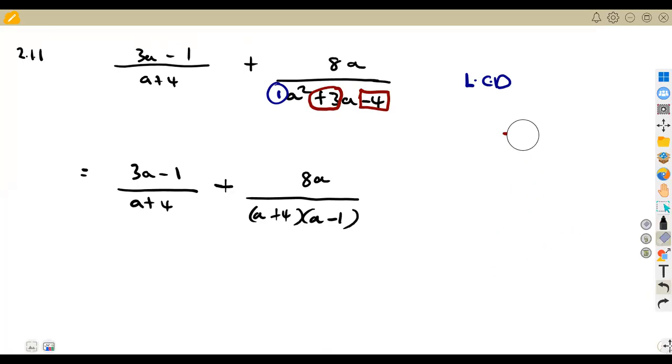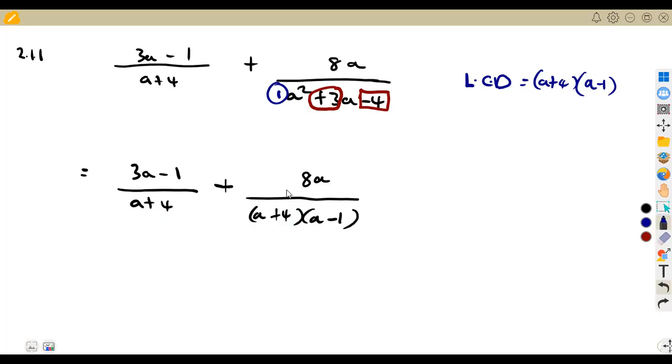So meaning to say, our LCD in this case was going to be what? A plus 4, they are common, just appearing once here. Here it's also appearing one time. Here it's appearing one time. So you just take it as it is. So you're going to take it as a plus 4. And also we've got a minus 1. Remember, the LCD is the lowest common denominator. It must contain all the terms. It's a multiple. It must contain everything in the denominator, every bracket that we see.